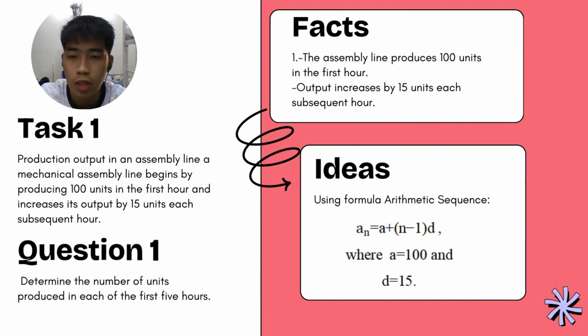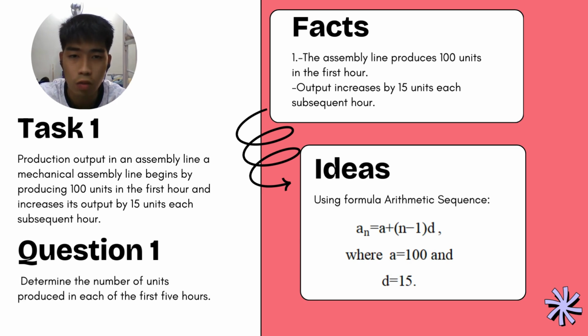Here comes test 1. Production output in an assembly line. A mechanical assembly line begins by producing 100 units in the first hour and increases its output by 15 units each subsequent hour. Question 1: Determine the number of units produced in each of the line's 5 hours.